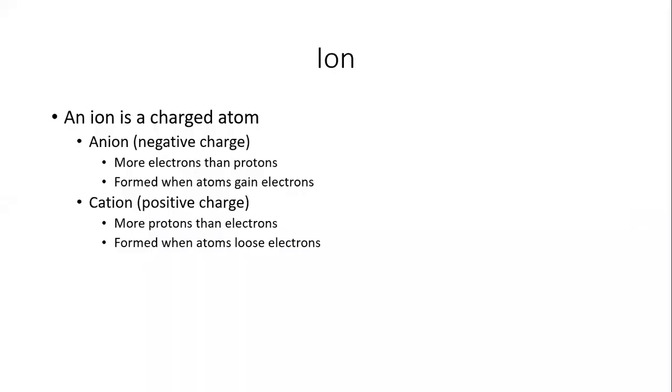Now we go to ions, and an ion is a charged atom. An anion has a negative charge, which means that there are more electrons than protons.